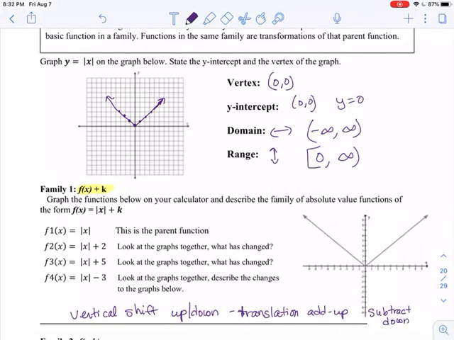Just to write some notes up here about what happened. So when I did x plus 2, look at the graphs, what changed? It moved up 2. When I did x plus 5, what happened to the graph? It moved up 5. And when I did x minus 3, I moved down 3.